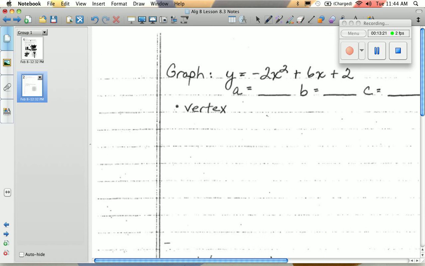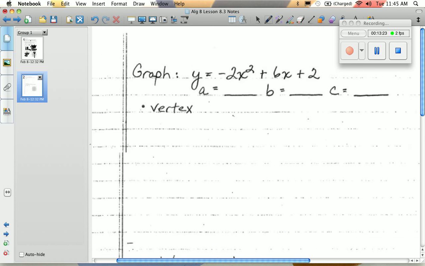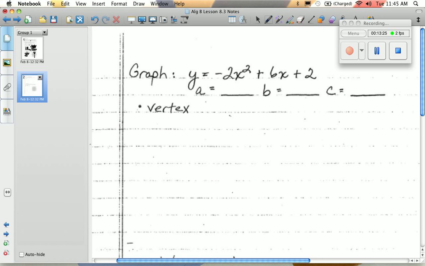Okay, let's go to the back side and see what we got here. y equals -2x squared plus 6x plus 2. Always identify A, B, and C first if it's in standard form. Is it in standard form? Yes. What's A? -2, which tells us our parabola better open downward. B is 6 and C is 2.